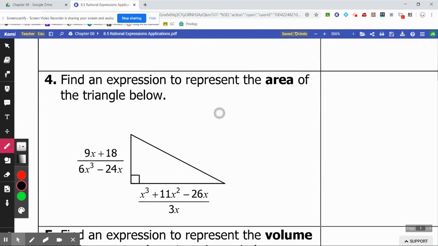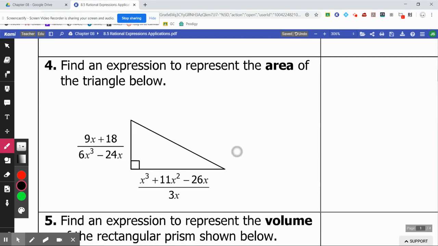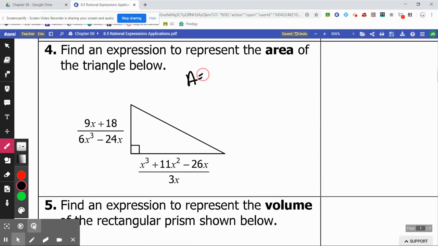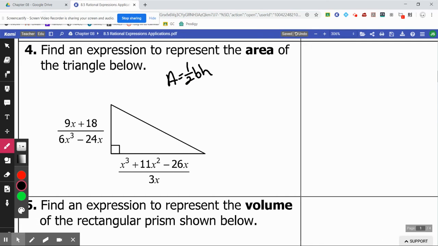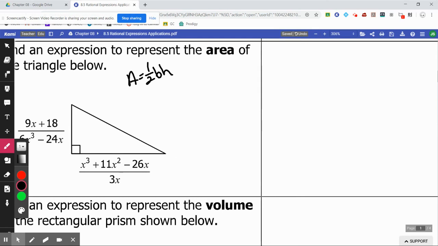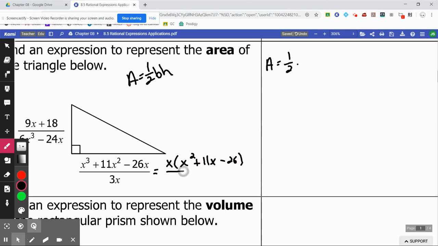Number 4, find an expression to represent the area of this triangle. Now the area of a triangle is equal to 1/2 base times height. So we're given here a base and we're given a height. So let's find our area. Area is equal to 1/2 times the base. Now let's go ahead and factor this as we write this down once again. We can factor out an x. We're going to be left with x squared plus 11x minus 26, which we're going to want to factor again.